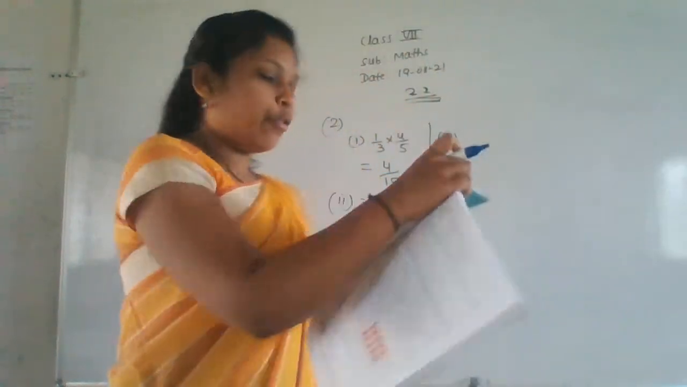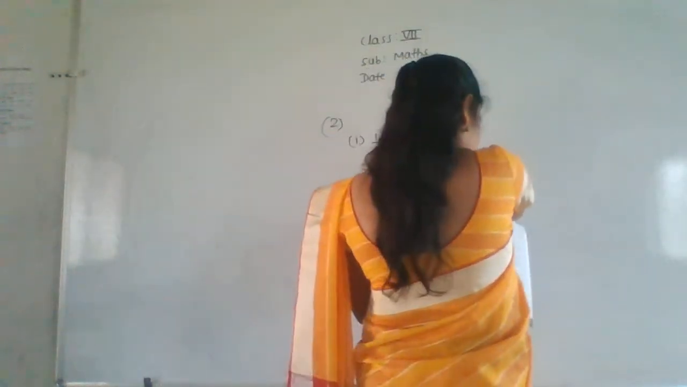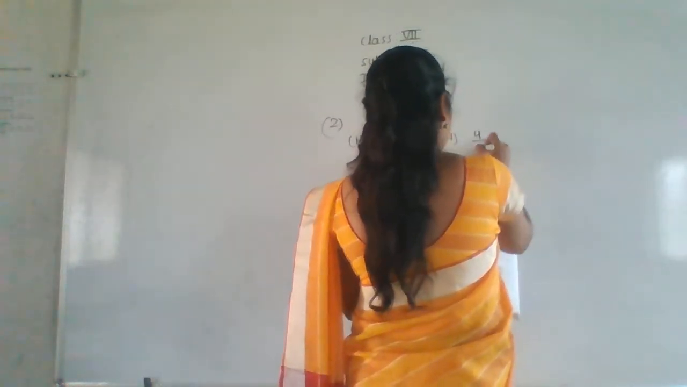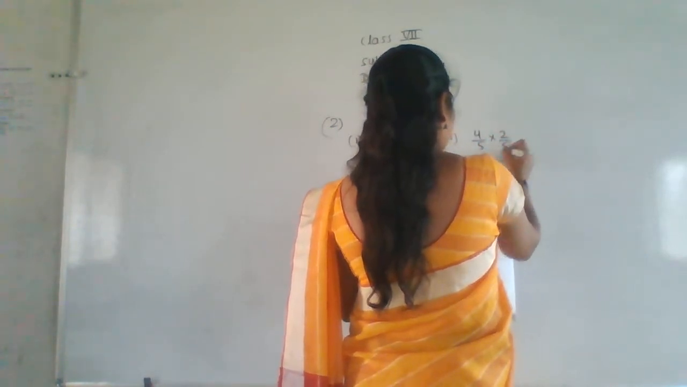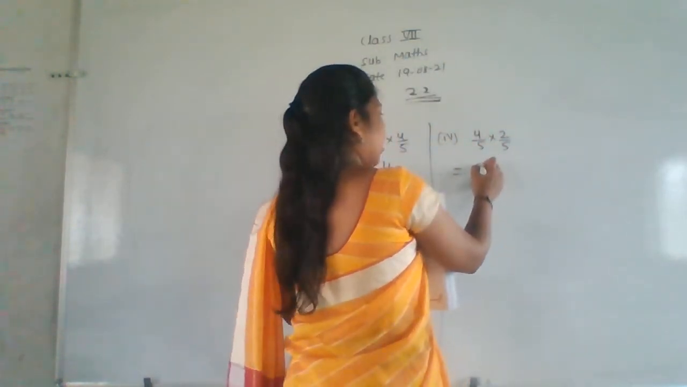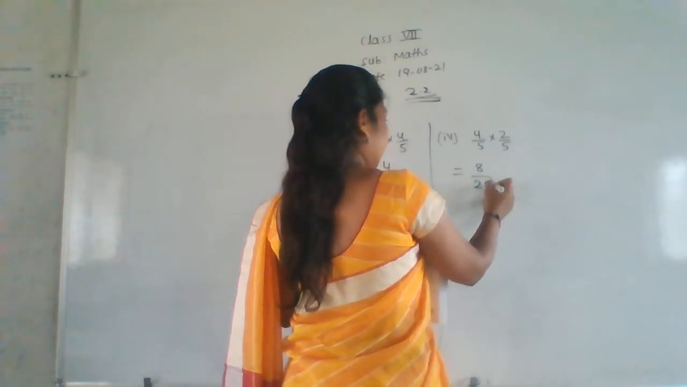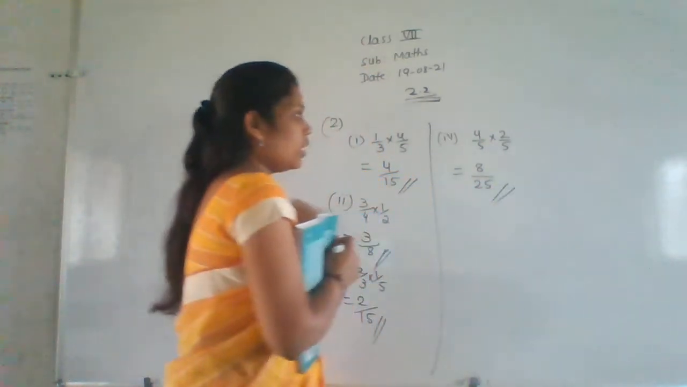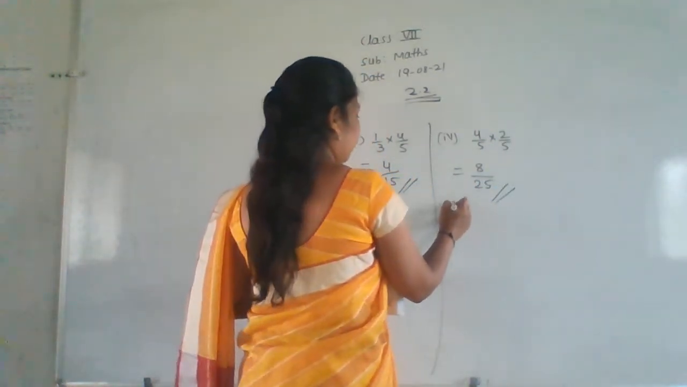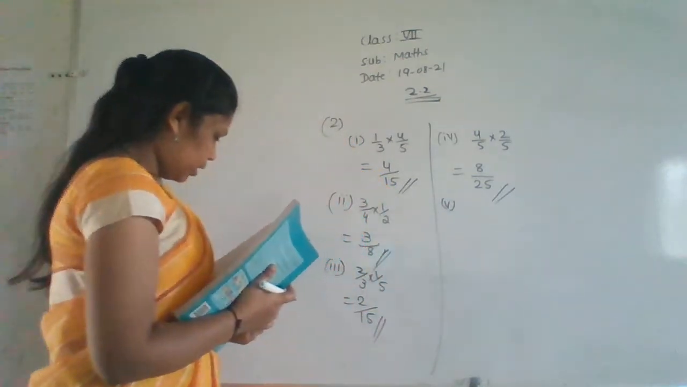Fourth one, 4 by 5 into 2 by 5. 4 twos are 8, 5 fives are 25. Okay. Next one. Fifth one. What is the fifth one here?